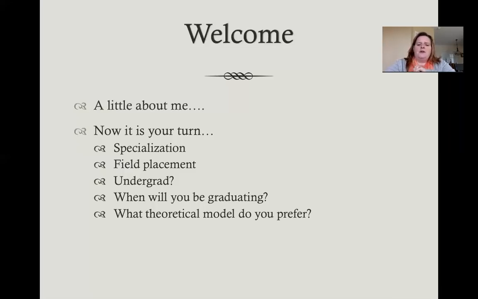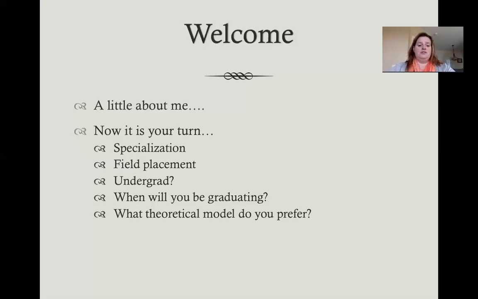Tell us what theoretical model you prefer. So here's the interesting piece of this: many of you, when I say, what theoretical model do you prefer, probably have that deer in headlights look, like, I have no idea what you're talking about. That's fine. And if you don't know, then you can say, I don't know. If you took that little quiz that I put on Blackboard before class started, and you got a theoretical model from that says what your preference is, then let us know that. If you didn't do that, then that's fine too.